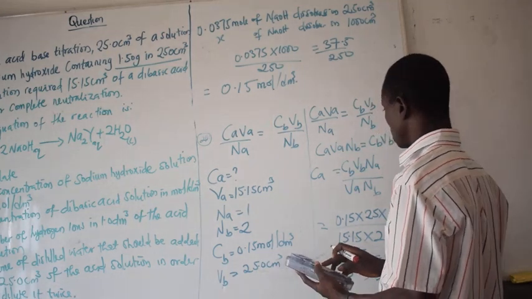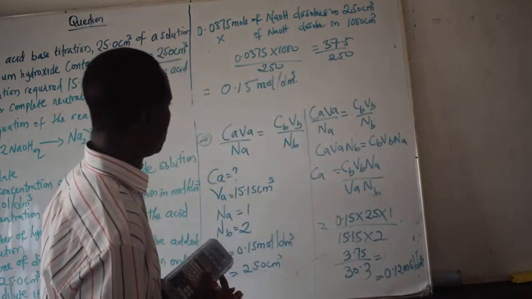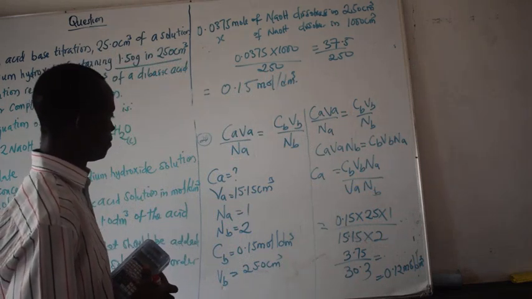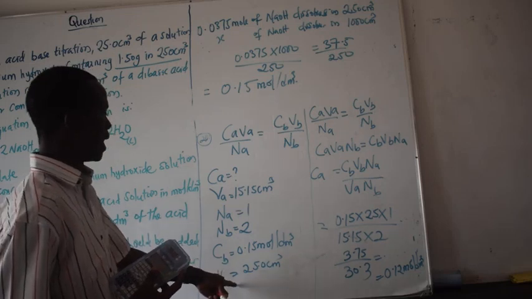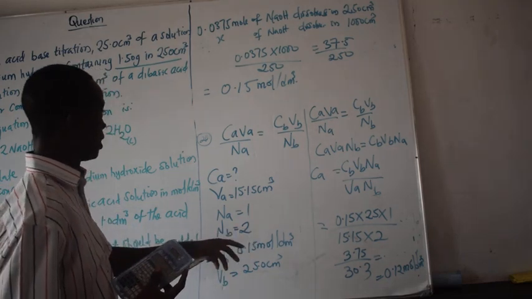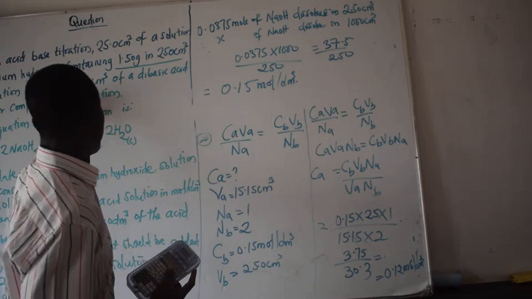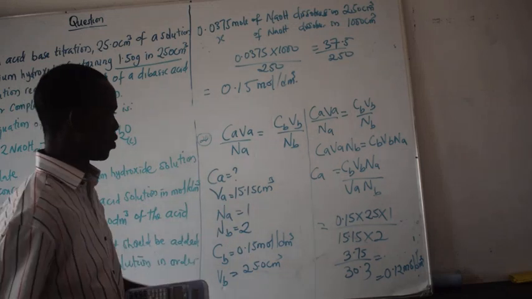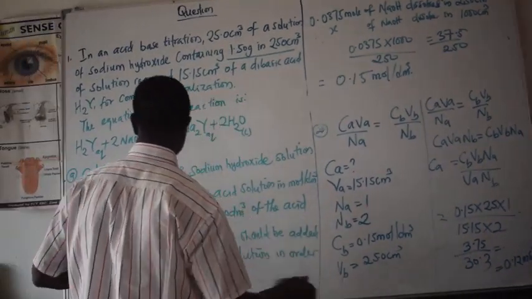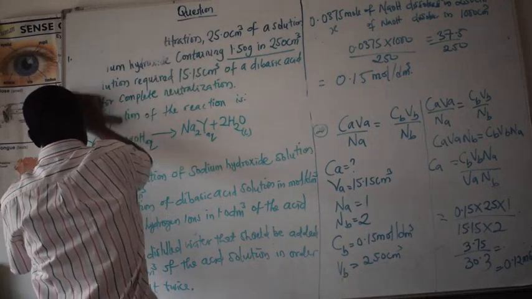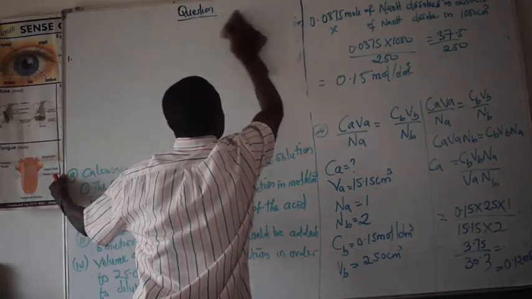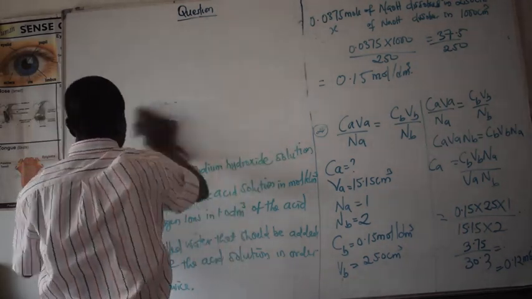Let's check it again. Our Cb is 0.15, our Vb is 25, our Na is 1, and our Va is 15.15, our Nb is 2. So I think we get the right answer. So now let's go to question number 3. Question number 3 says we should calculate what?